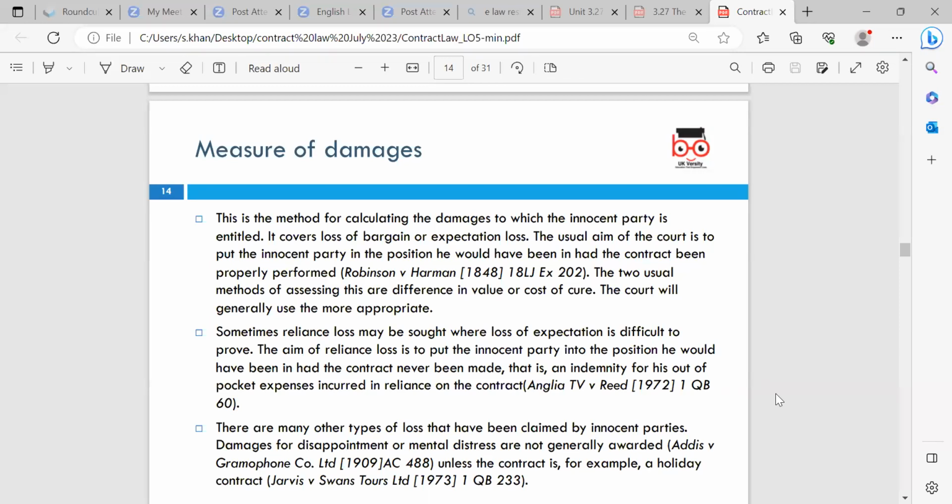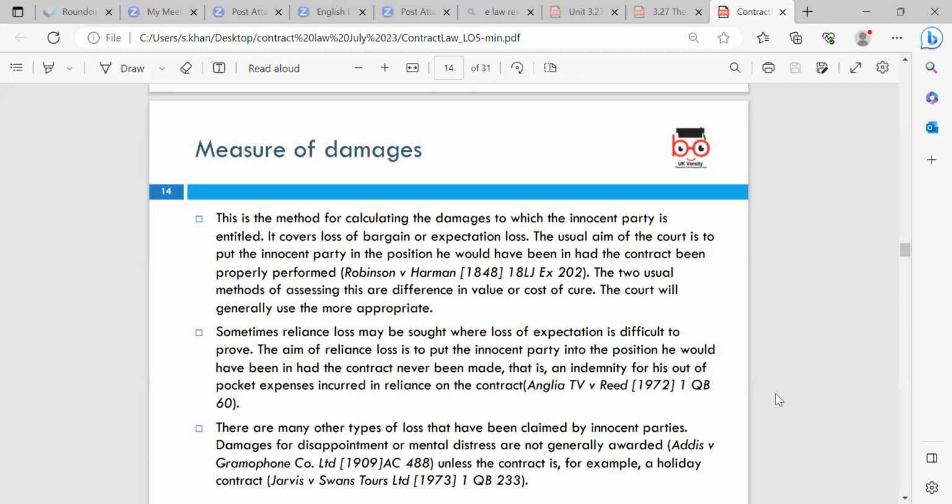Sometimes reliance loss may be sought where loss of expectation is difficult to prove. The aim of reliance loss is to put the innocent party in the position he would have been in had the contract never been made. That is, an indemnity for his out-of-pocket expenses incurred in reliance on the contract. And the case in regards to this was the case of Anglia TV against Reed, 1972.